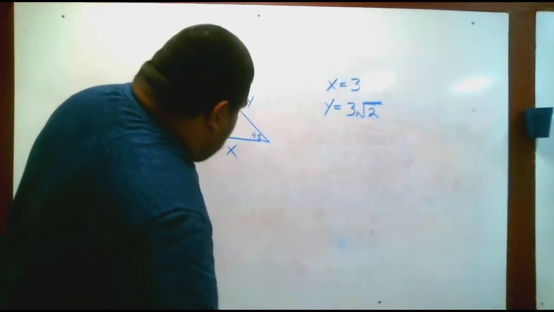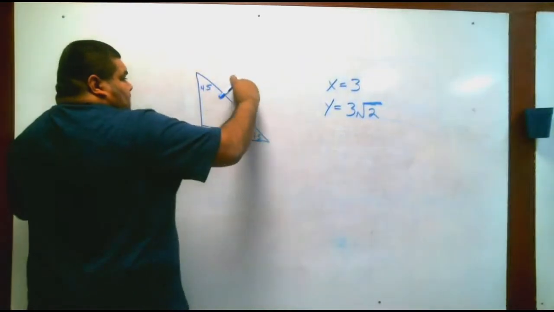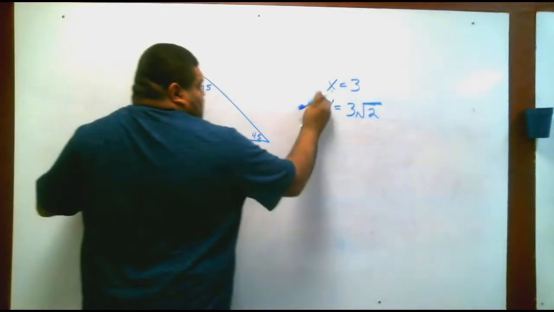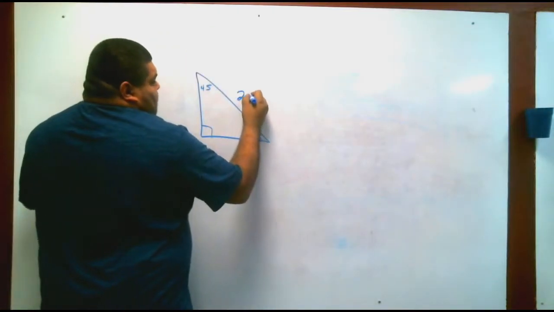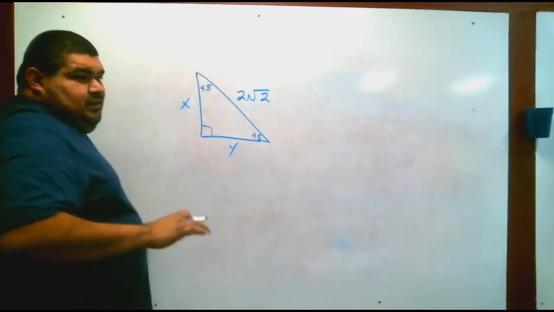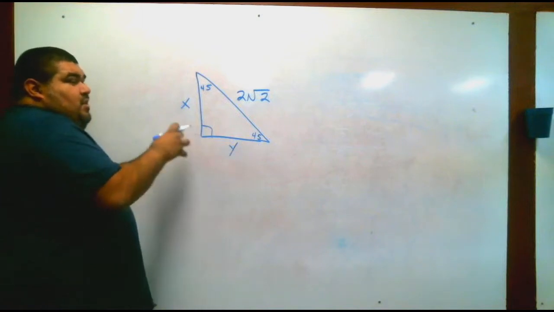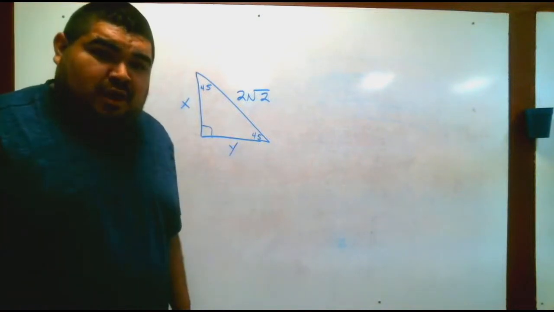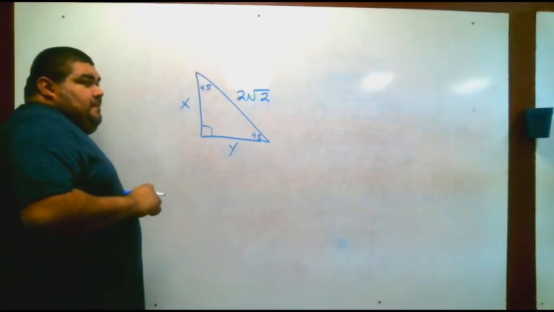Now, what if for some reason it gave us 2 radical of 2, and we have to solve for x and y. Remember, you always have the same legs. So whatever you get for x, your answer is also the same for y, when it comes to the legs.